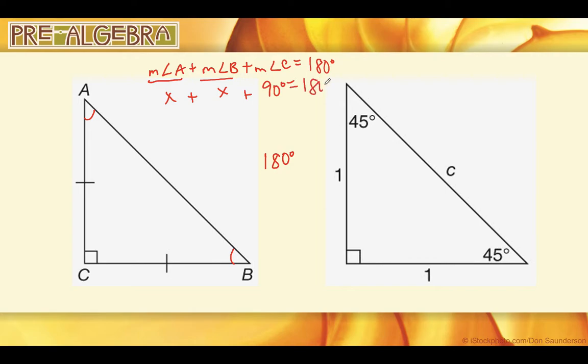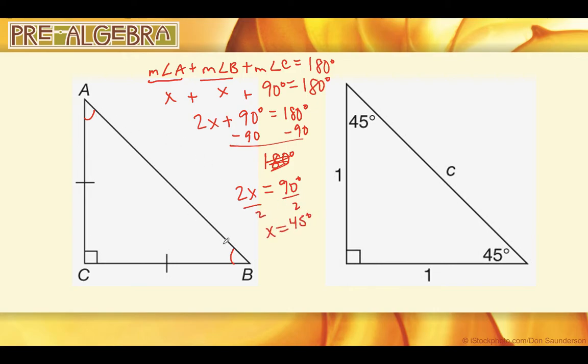So can I solve for X? Sure. X plus X is 2X, plus 90 degrees is equal to 180 degrees. Subtract 90 from both sides. 2X is equal to 90 degrees. Therefore, angle A and angle B have to measure 45 degrees each.